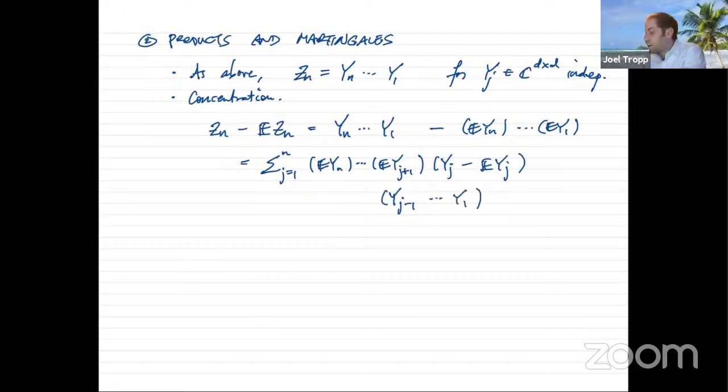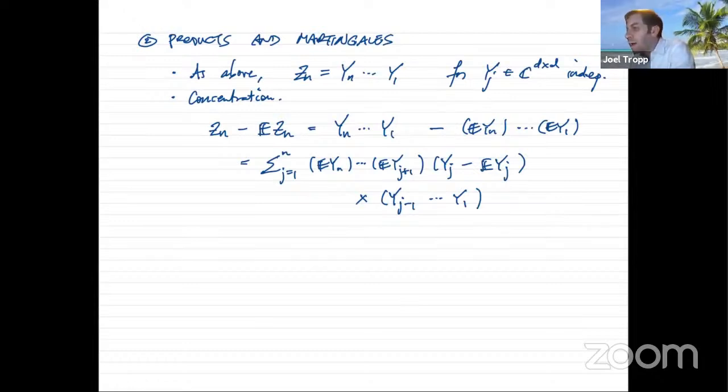So the idea here is that by adding and subtracting appropriate terms, we can see this difference between the random matrices and their expectation as a sum of products where on the left side of the product, we have the expectations of random matrices we haven't looked at yet. The middle term is the deviation of yj from its mean. And then the last term is given by yj minus 1 down to y1, the product of the first j minus 1 random matrices. You should interpret this in the obvious way when j is equal to 1 or n.